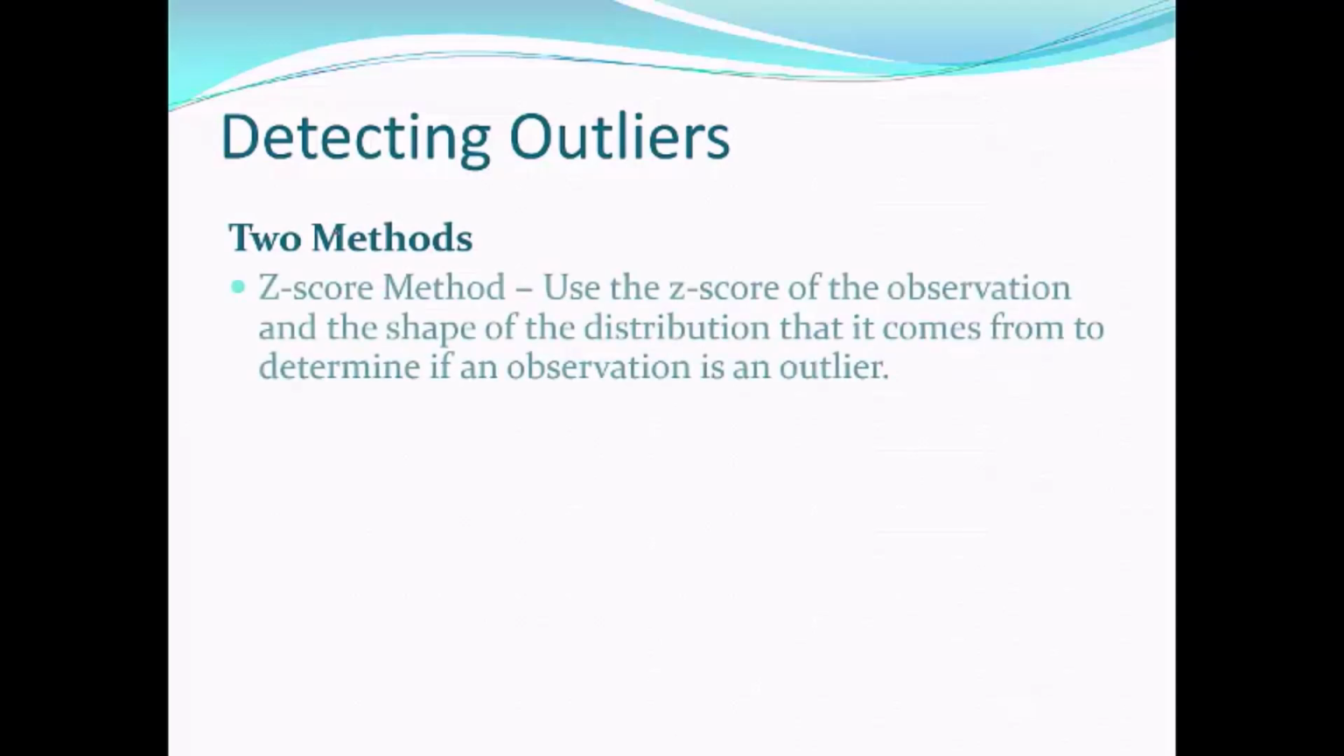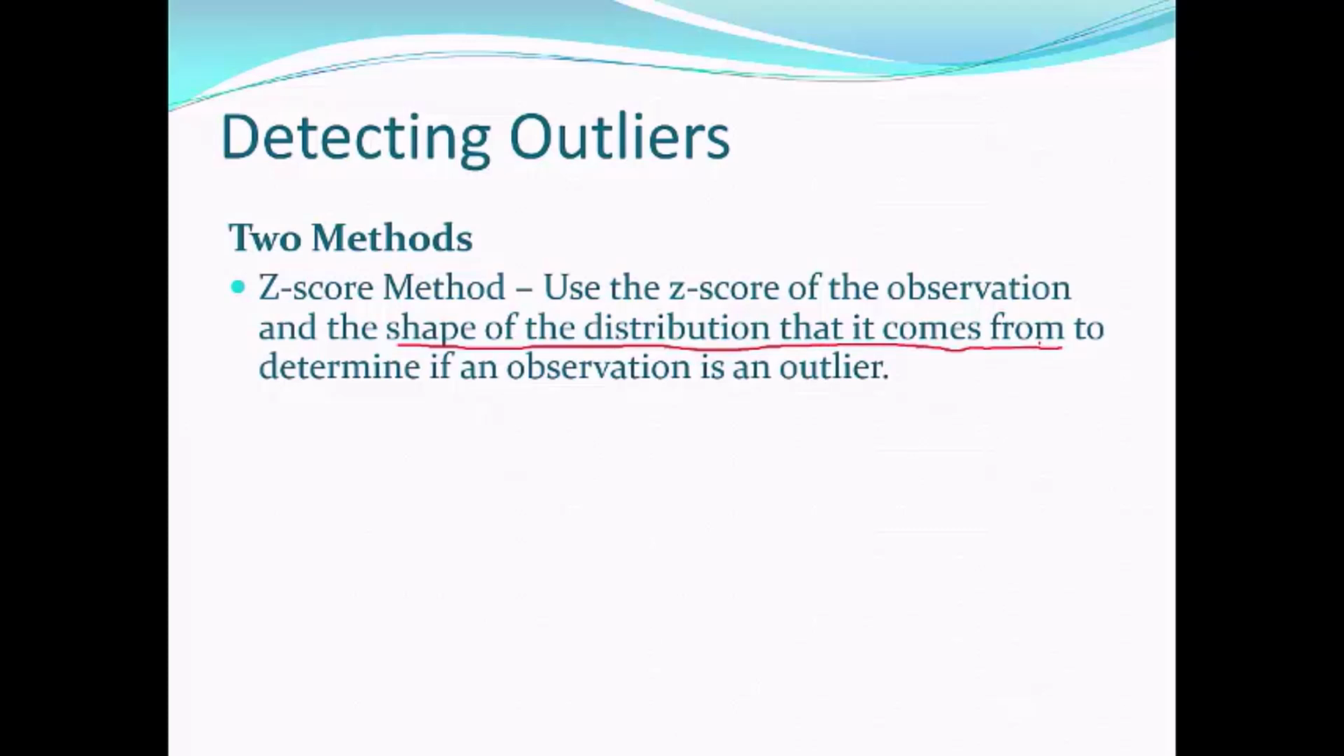All right, so we talked about what an outlier is. I gave you a little example. How do we detect it? Well, there's two methods. One should make complete sense. This one, the z-score method. Use the z-score for an observation and the shape of the distribution that it comes from. And this piece here, the shape of the distribution that it comes from, you may not even need to consider that to determine if an observation is an outlier.